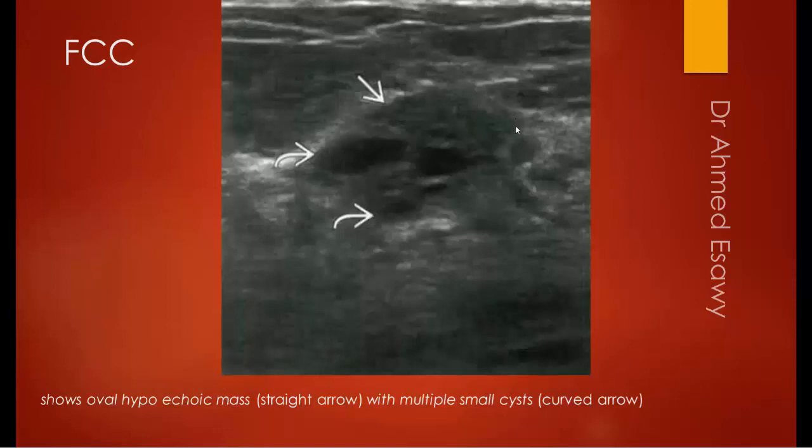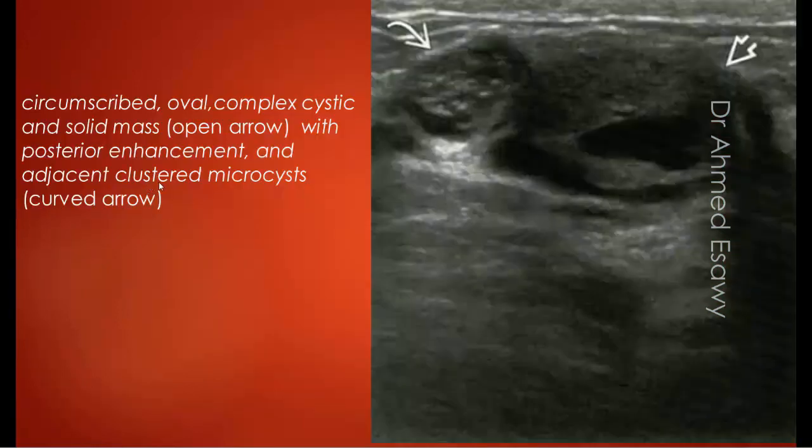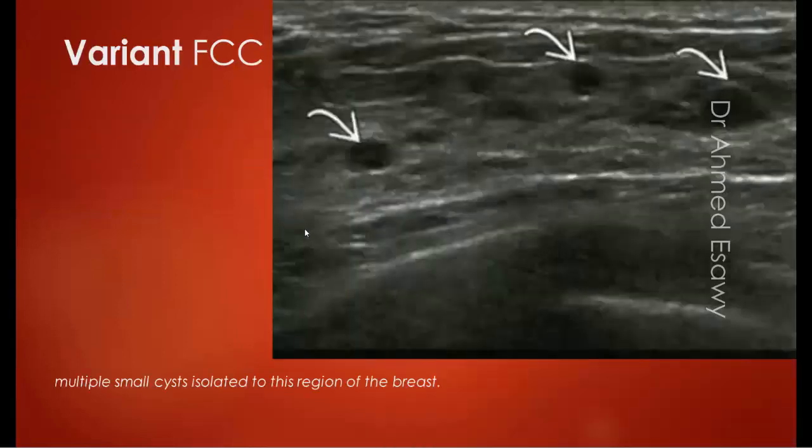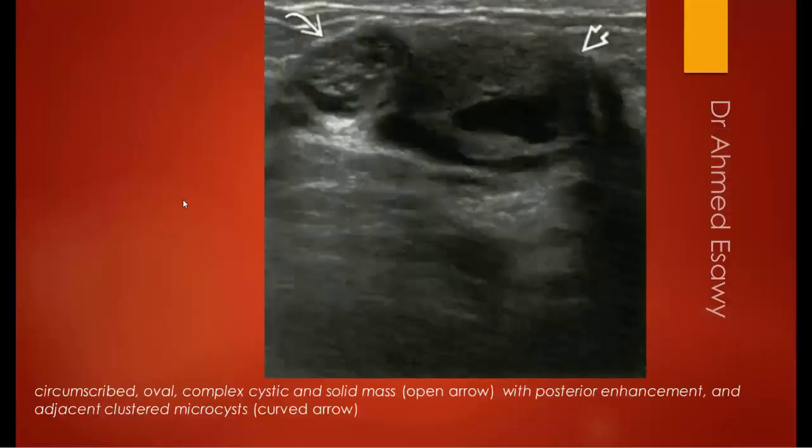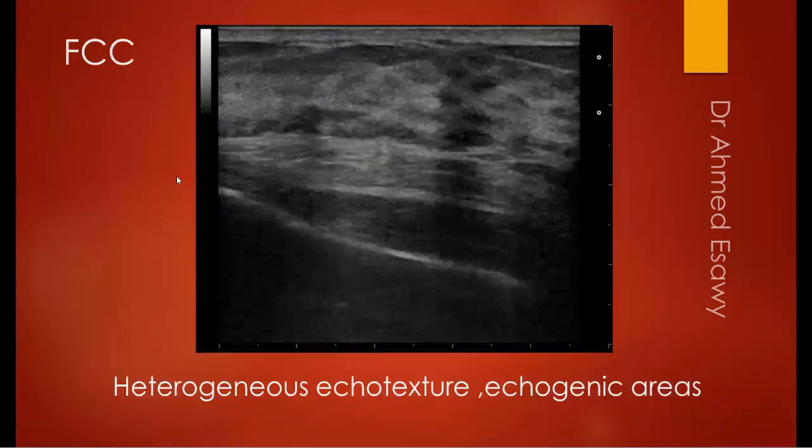Oval hypoechoic mass with multiple small cysts in fibrocystic change. Circumscribed oval complex cystic and solid mass with posterior enhancement and adjacent clustered microcysts in focal fibrocystic change. Variant fibrocystic change, multiple small cysts isolated to this region of the breast. Clustered circumscribed oval complex cystic and solid mass, posterior enhancement and adjacent clustered microcysts.